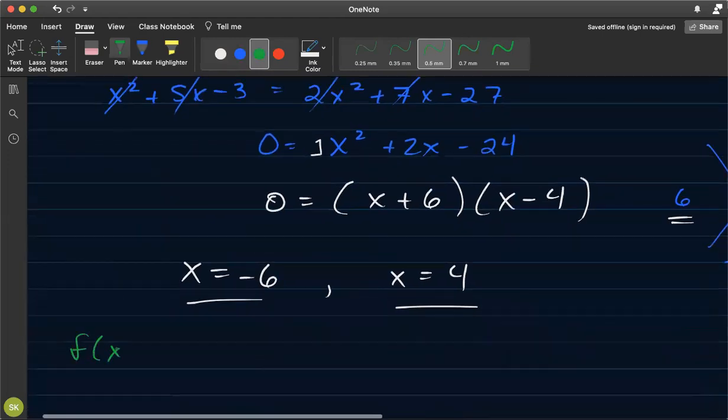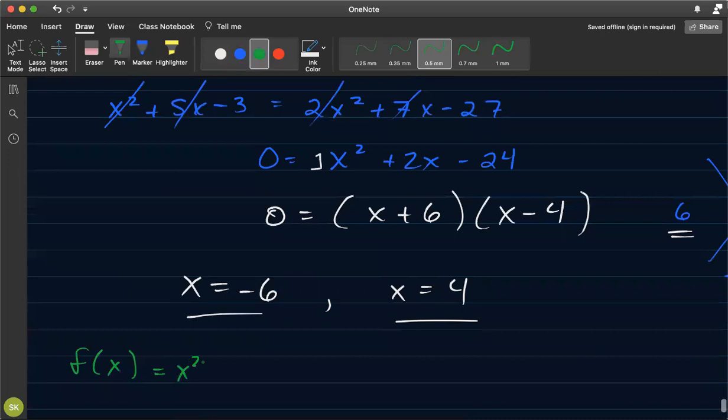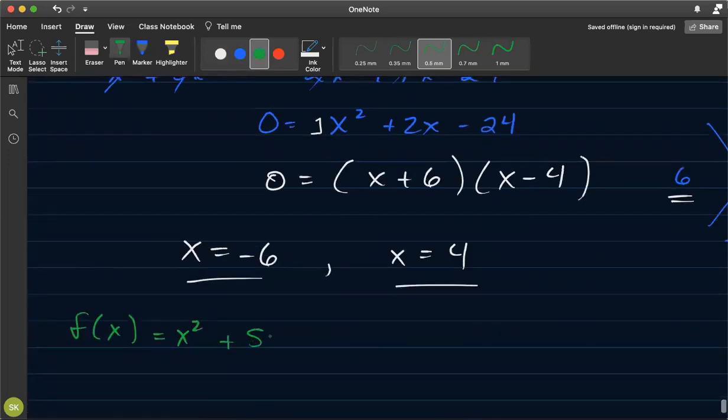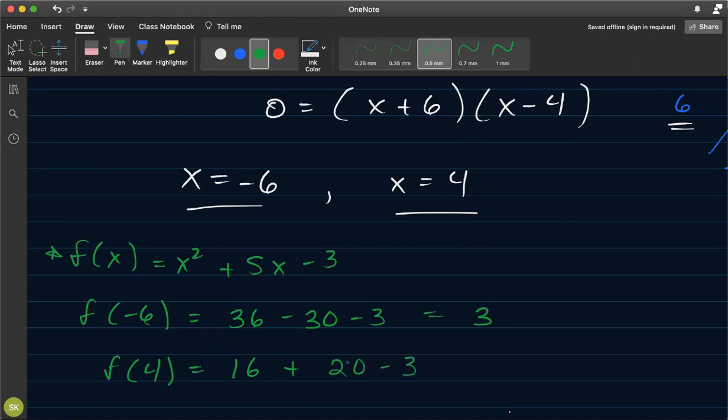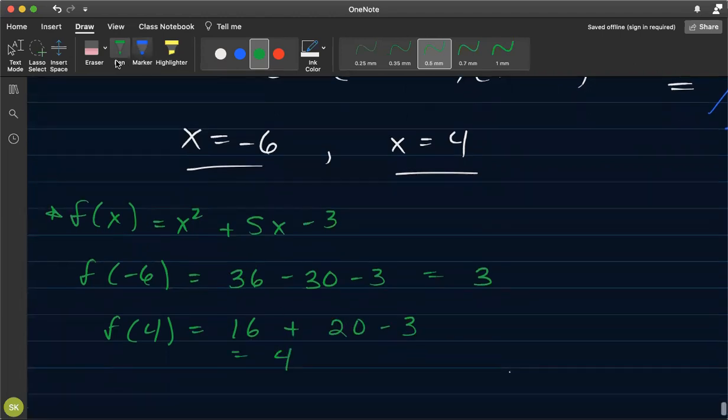So f of x, I'm just going to write it down here, is x squared plus 5x minus 3. Now we're going to plug in negative 6, and we'll get 36 minus 30 minus 3. Ooh, this is nice, we just get 3. And if we plug in 4, we get 16, plus 5 times 4, which is 20, minus 3, which is, sorry about that, 36 minus 3, which is 33.